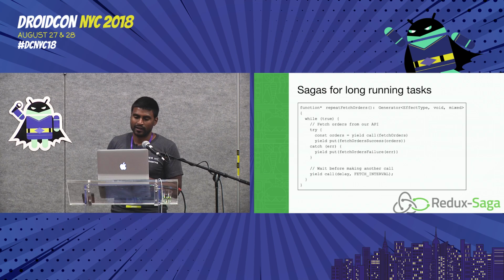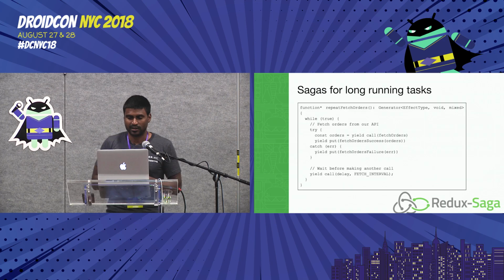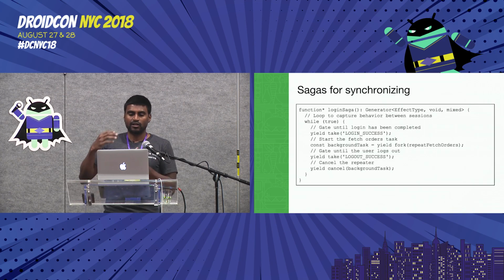So here's an example of keep calling fetch orders at a given delay, and it's a generator function. If you've not done JavaScript much, this code should still make sense. It's just some interesting syntax on top of it, and you can turn generators into generators of generators. So basically, if login success happened, then start fetching orders until logout success happens. And this take syntax basically looks for them and then yields to that.